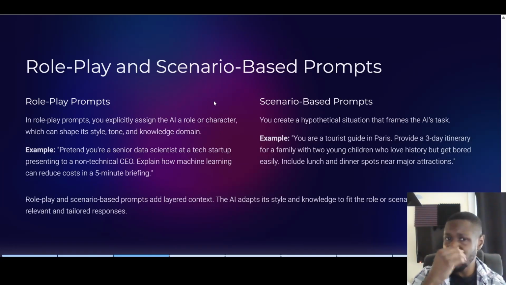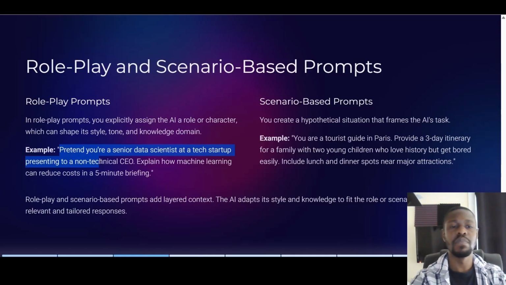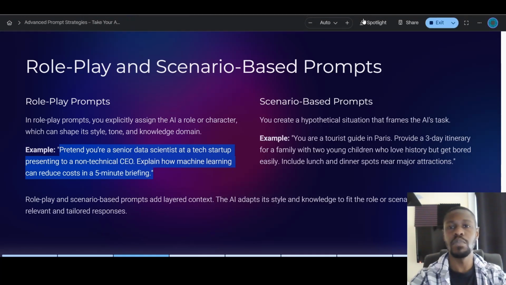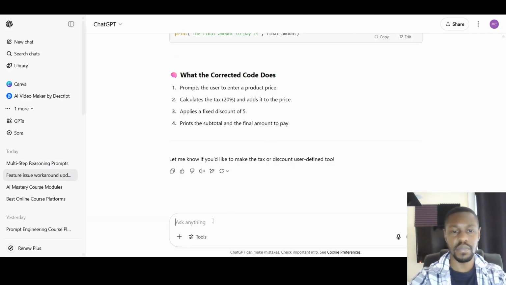Right, so we've got roleplay and scenario-based prompts. So we've looked at this somewhat already, but this is just a little more specific, I suppose. So in roleplay prompts, you explicitly assign the AI a role or character which can shape its style, tone and knowledge domain. So for example, this is not the best example, but pretend you're a senior data scientist at a tech startup presenting to a non-technical CEO. Explain how machine learning can reduce costs in a 5-minute briefing. So let's just, for fun, take this example and see what it gives us.